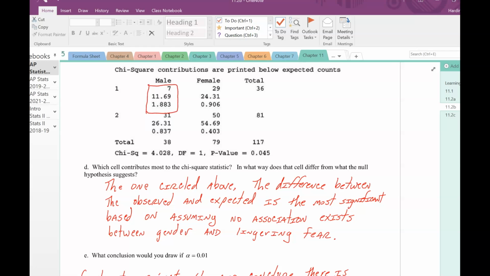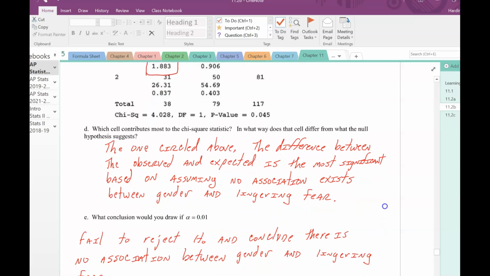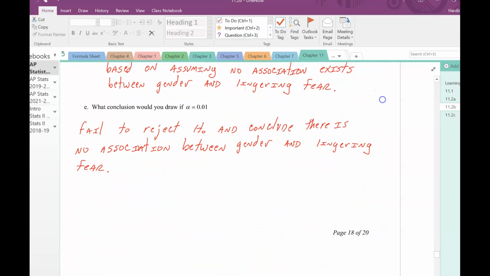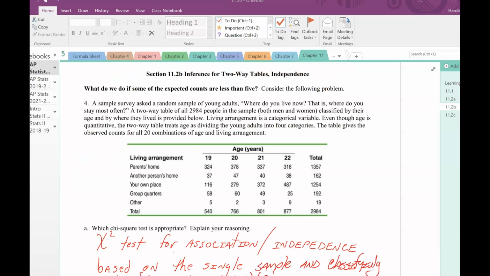What conclusion would you draw if alpha is equal to 0.01? Take a look at the p-value. The p-value is listed there, 0.045. We would actually fail to reject. So fail to reject the null hypothesis and conclude there is no association between gender and lingering fears. Flip to the next page.